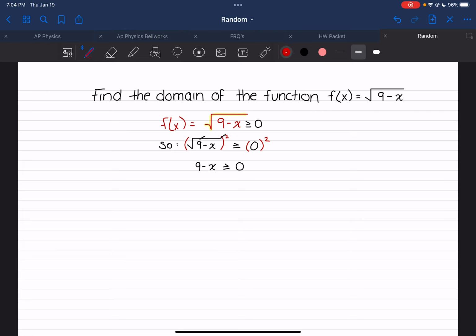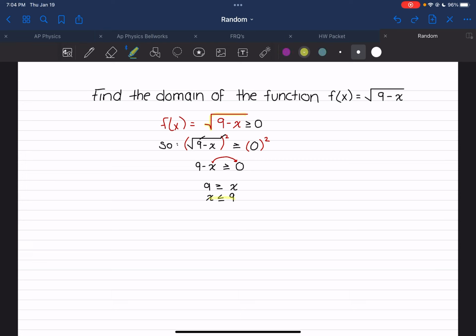And I'm going to add the x over to this side, and I'm going to get that 9 is greater than or equal to x, and if that confuses you, x is less than or equal to 9. And now, the domain of this function is just going to be the interval we construct from this inequality.